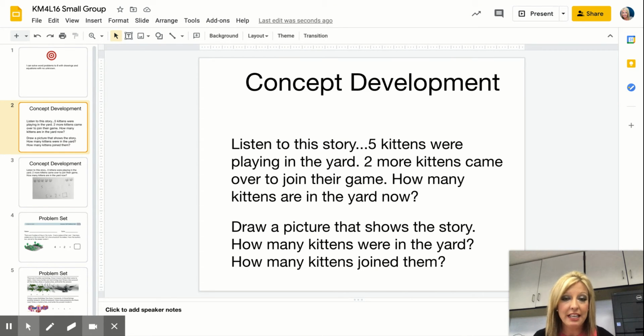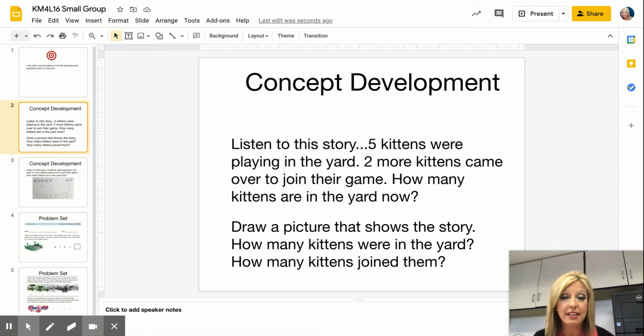Listen as I read this word problem. Listen to the story. 5 kittens were playing in the yard. 2 more kittens came over to join their game. How many kittens are in the yard now? Draw a picture that shows the story. How many kittens were in the yard? And how many kittens joined them?